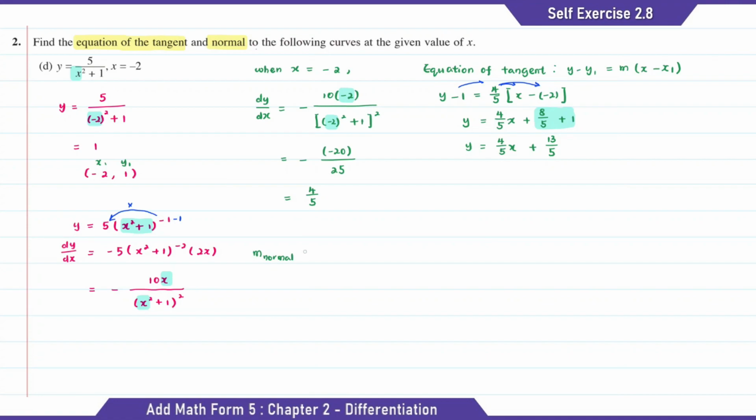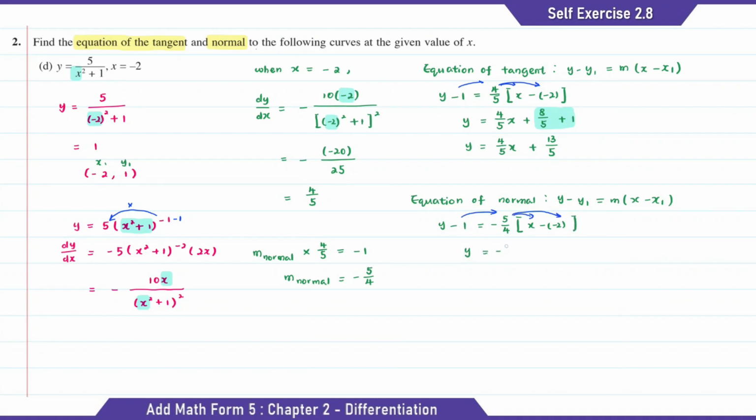Next, the gradient of the normal multiplied by the gradient of the tangent is equal to negative 1. Then the gradient of the normal is negative 5 over 4. Then the equation will be y minus 1 equal to negative 5 over 4 (x minus negative 2). Then y equal to negative 5 over 4x minus 5 over 2 plus 1. Then y equal to negative 5 over 4x minus 3 over 2.